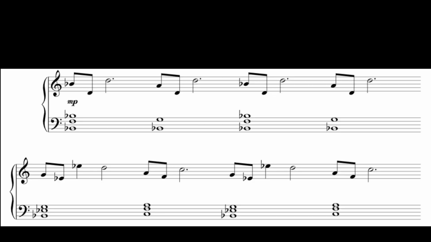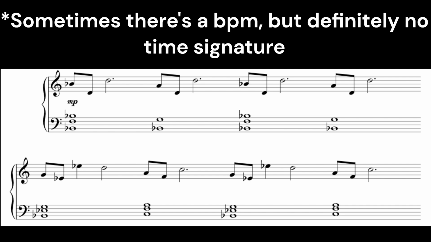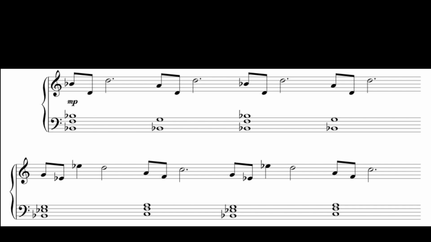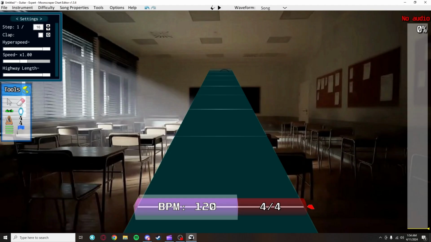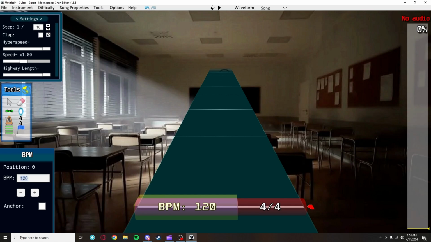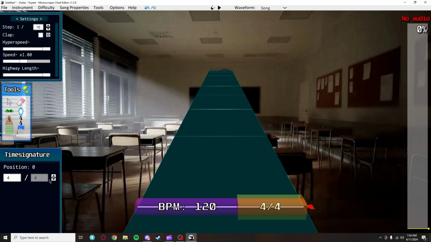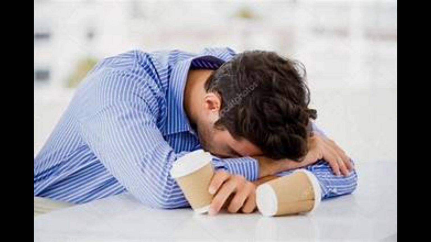Free time is when there literally is no BPM and there's no time signature. I don't mean that it's like random or it's really crazy. I mean literally it does not exist. There just is notes. The problem here is that Moonscraper will always have a BPM and time signature, so we have to somehow make this line up. I know it sounds bad, but it really isn't.